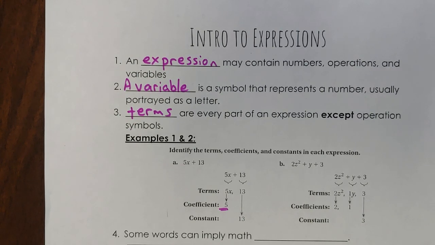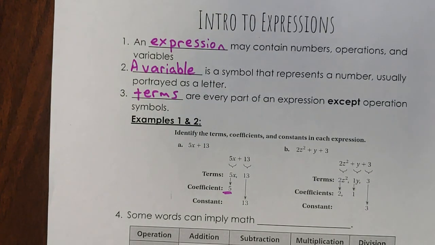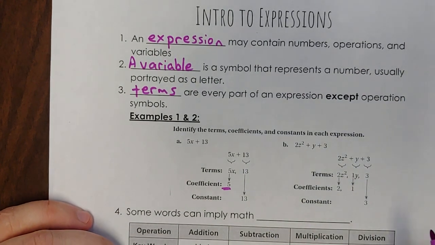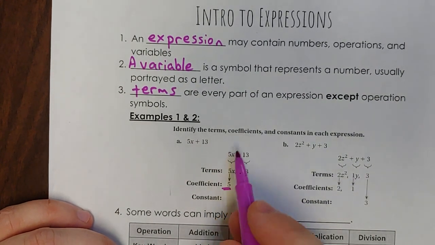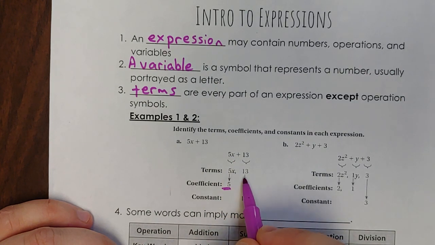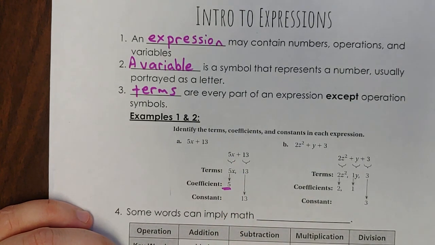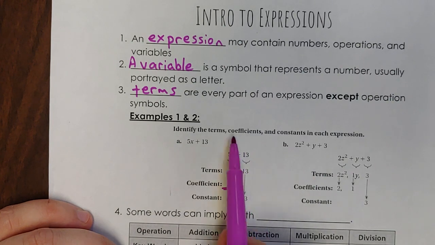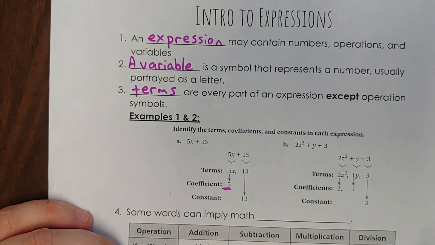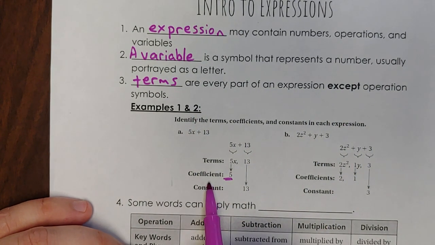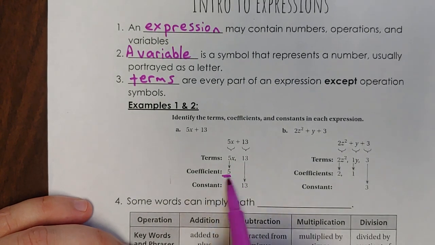Thank you. If I told every person in this class to bring me 3 marbles, y'all would all bring me the exact same number. So numbers are constants, okay? Letters are variables. So in the example here, identify the terms, the coefficient, and the constants. Our terms are 5x and 13 because they're every part of the expression except the operation symbols. Coefficient is 5 and our constant is 13.